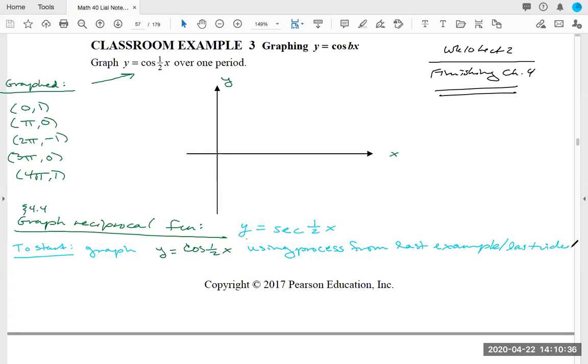So I discussed that process in both the last example and the last video. Let's go ahead and graph. We had 4 pi out here, and then in the middle is 2 pi. In the middle of that is pi, and 3 pi in the middle.